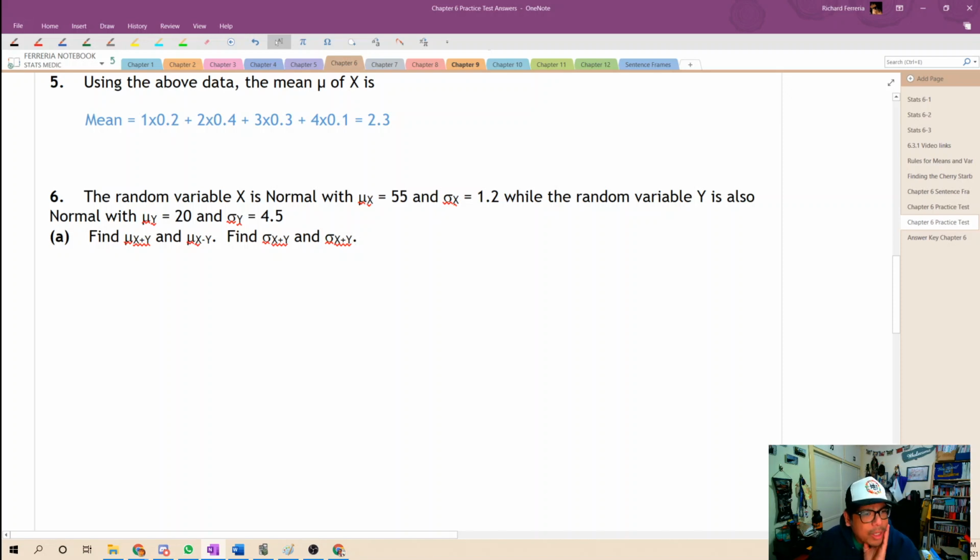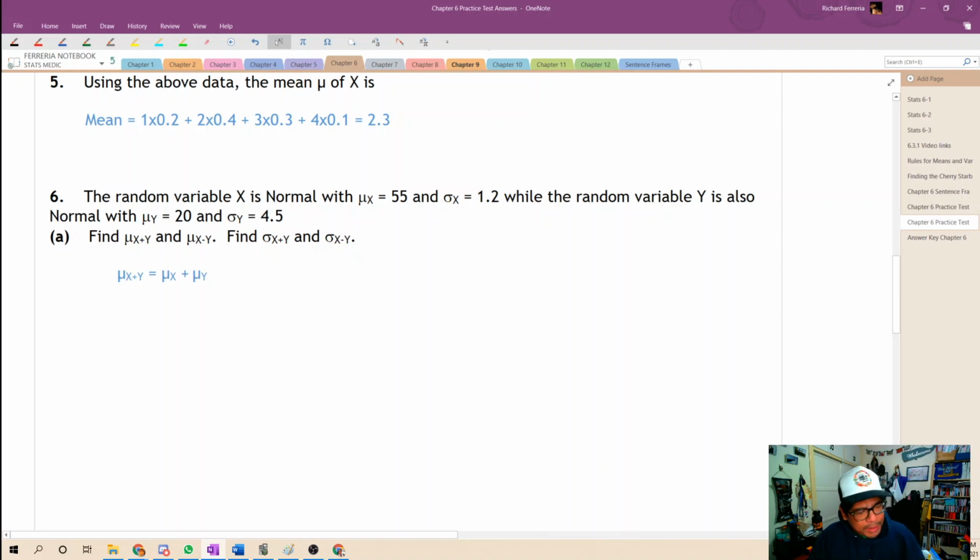Okay, everyone, we're continuing our statistics practice test, and we've got number 6, which is a random variable x is normal with a mean of 55 and a standard deviation of 1.2. And then the random variable y is also normal with a mean of 20 and a standard deviation of 4.5. So for part A, we're supposed to find the means of x plus y and x minus y, and then the standard deviations of x plus y and x minus y.